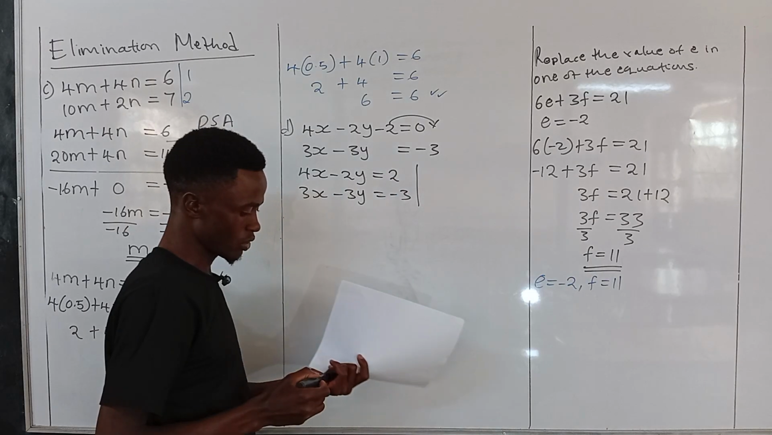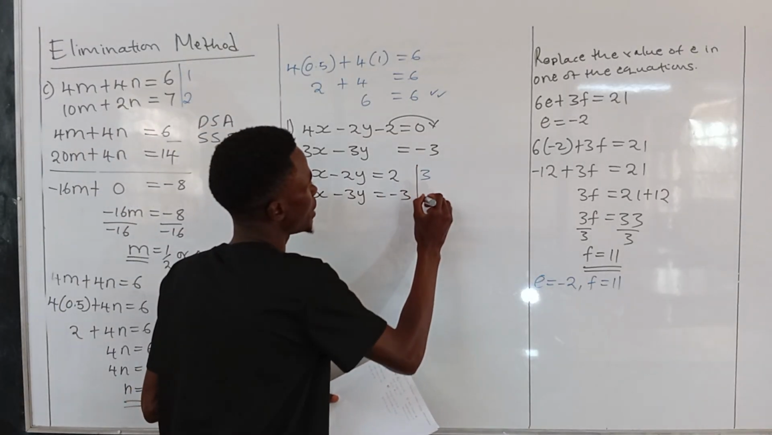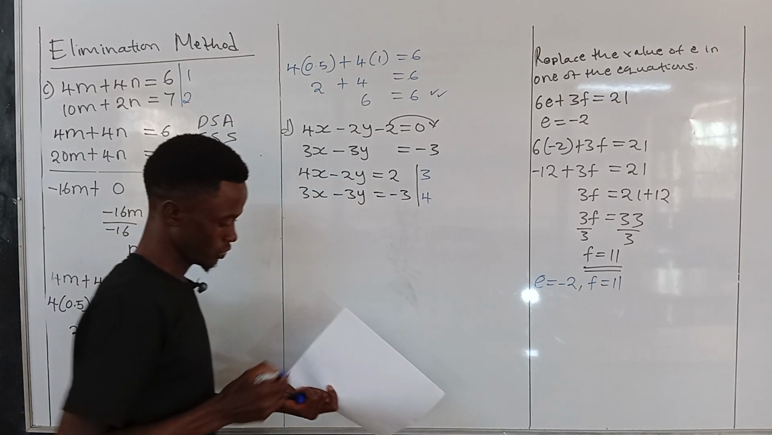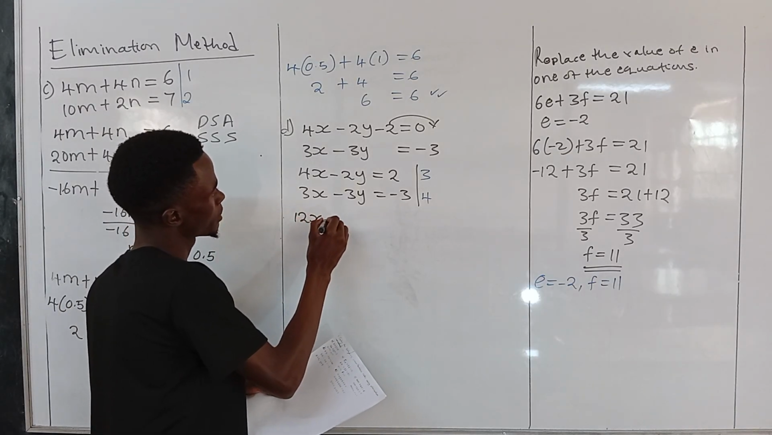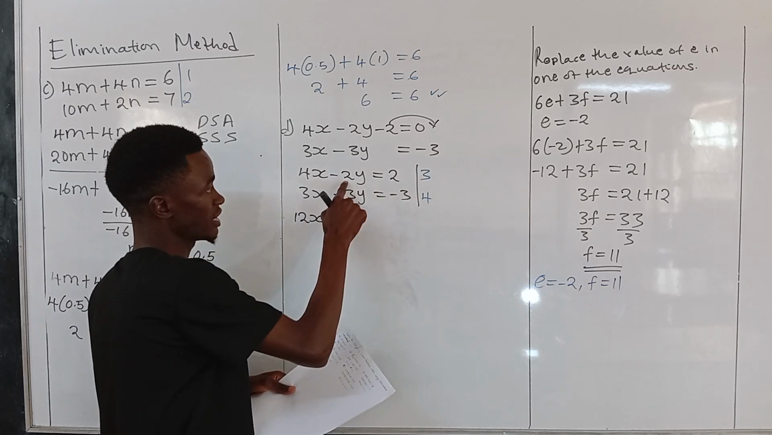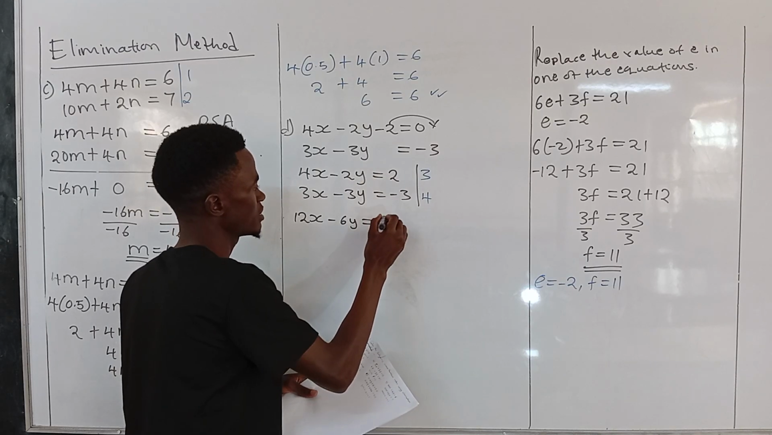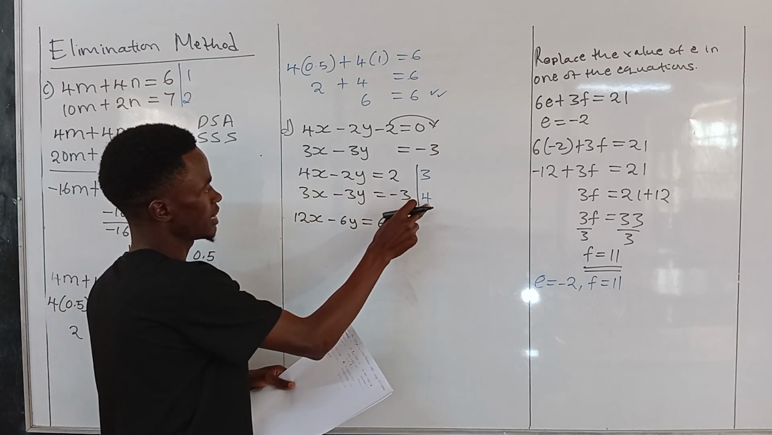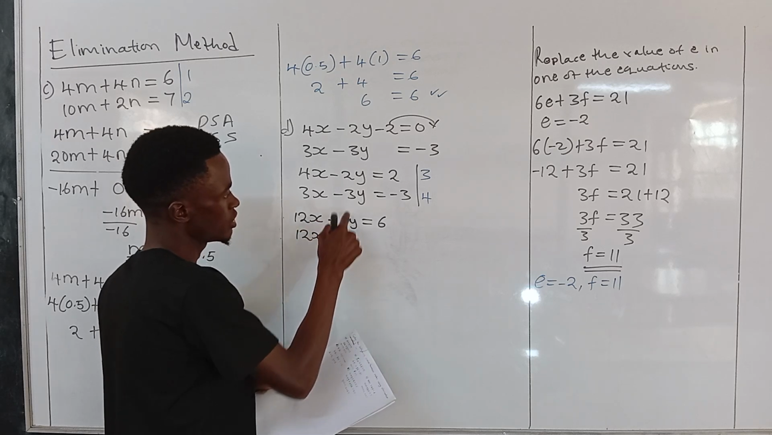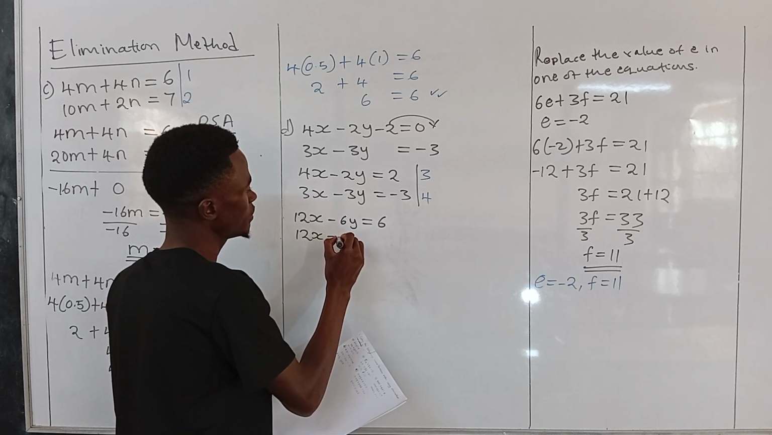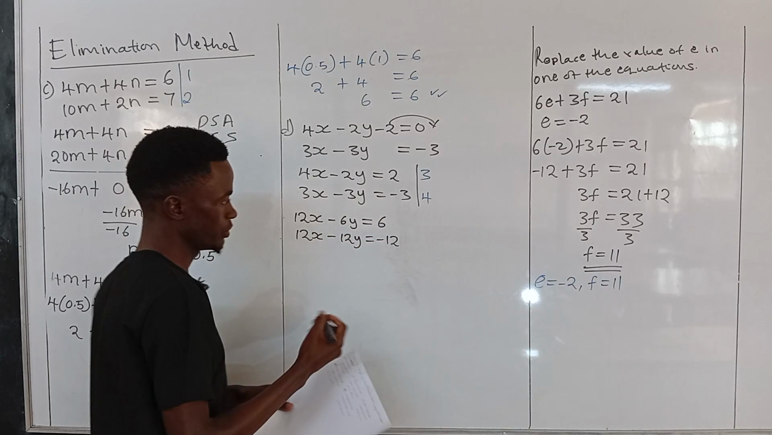How do we ensure that? We are going to ensure that by multiplying the first equation by 3 and multiplying the second equation by 4. So after multiplying, it's going to give us 12x minus 6y is equal to 2 times 3, which is 6. Now 3 times 4 is going to give us again 12x, minus 3 times 4 is going to give us minus 12y, equal to minus 12. That is when you simplify.